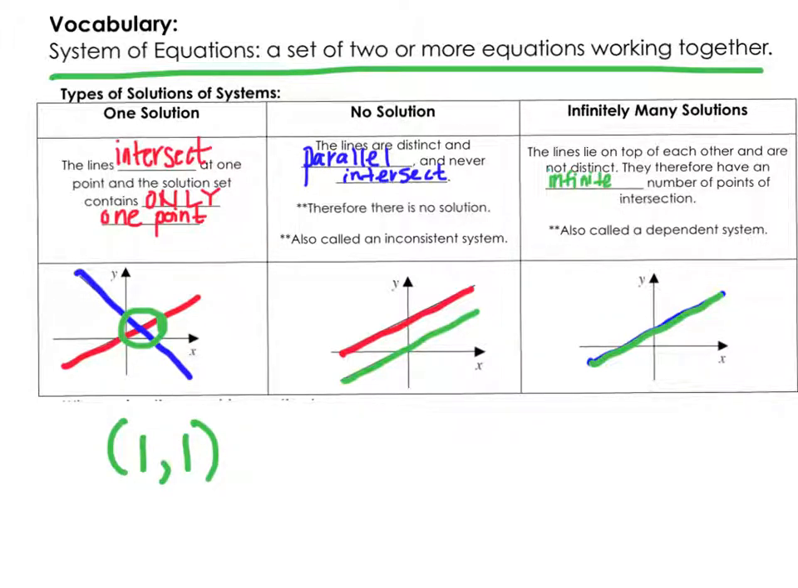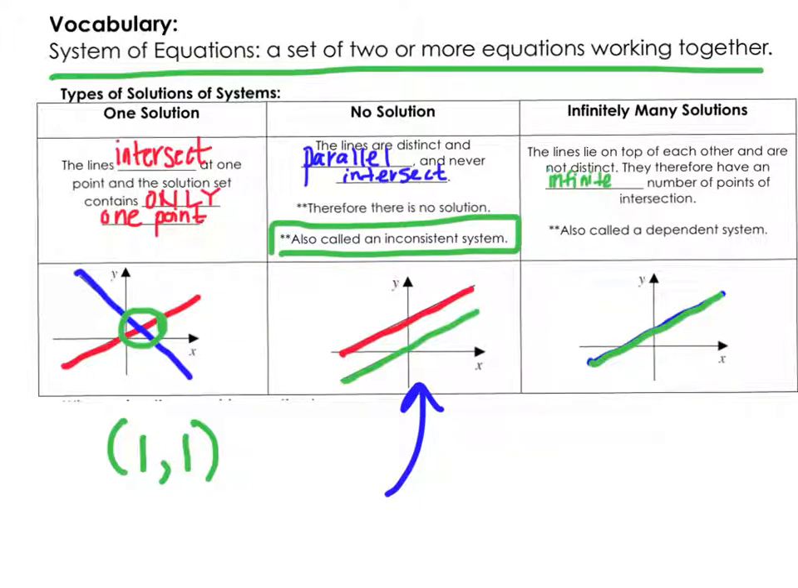No solution means the lines are distinct, so they're not the same, but they are also parallel. And since we know parallel lines never intersect, there will be no solution. This is also called an inconsistent system. If we look at the red line and the green line here, we can see they'll run on forever in both directions and never cross.